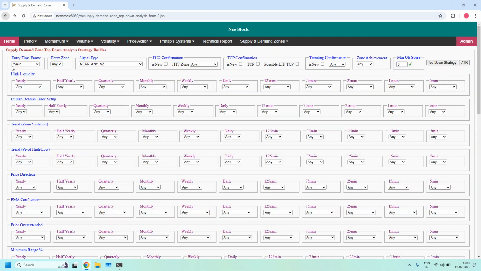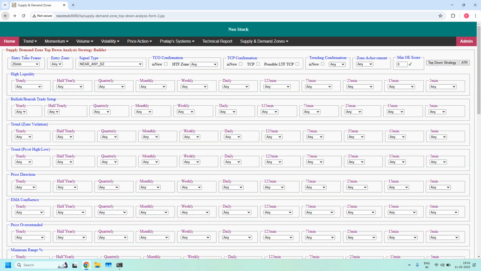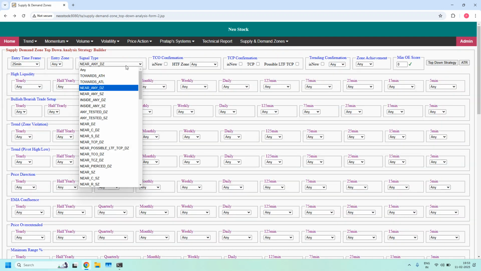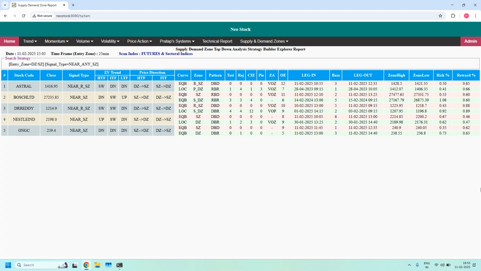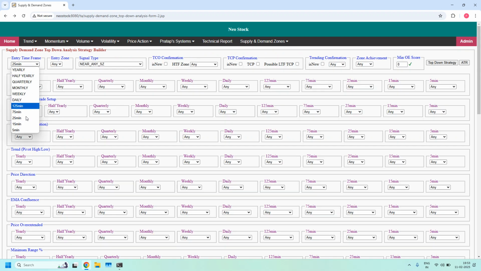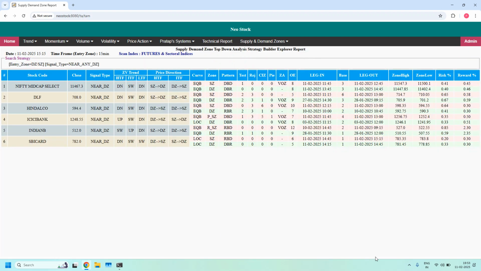Okay, next time frame is 25 minutes. Stocks near 25 minutes demand zone, we got 9 stocks. Next 25 minutes time frame, stocks near 25 minutes supply zone, we got 5 stocks. Okay, next time frame is 15 minutes. Stocks near 15 minutes demand zone, we got 6 stocks.